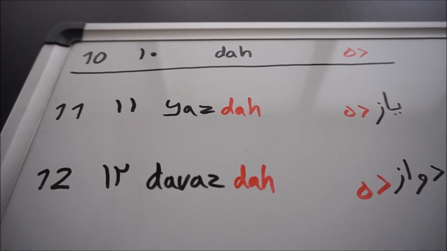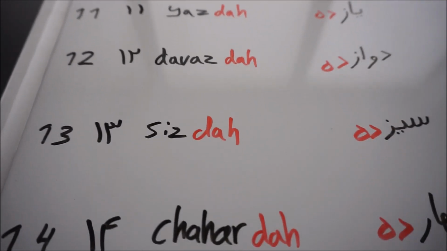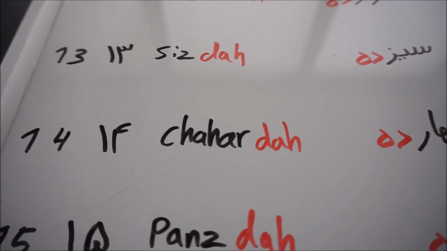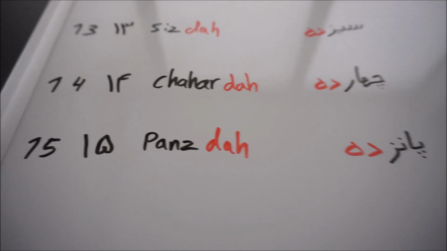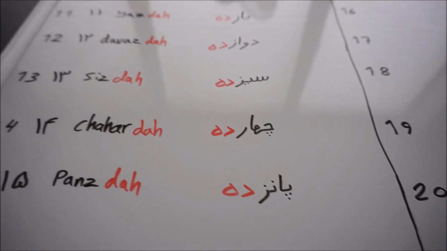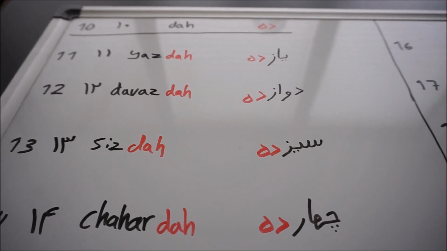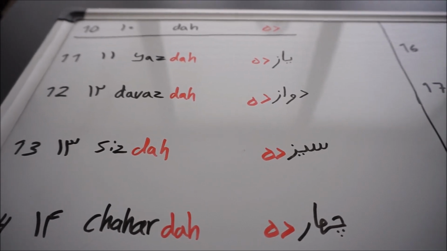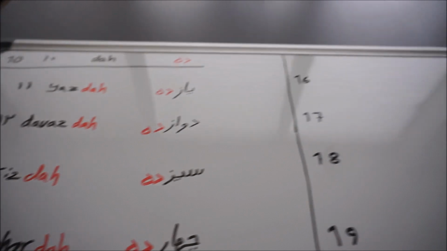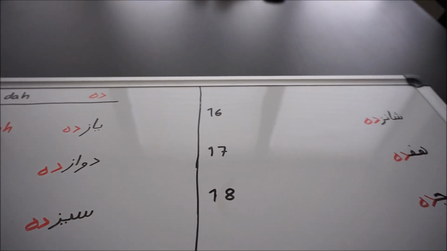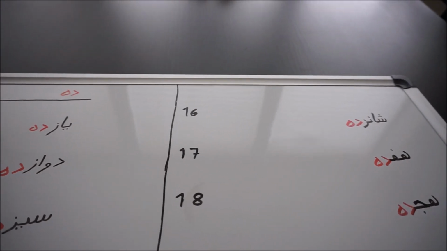So let's repeat from 11 to 15. So yashta, davashta, sista, chahada, and panchta. You should try to repeat them for yourself if you can't follow along. Just stop the video and try to repeat them if you need to do so. Because repetition is key to learning anything, especially languages.